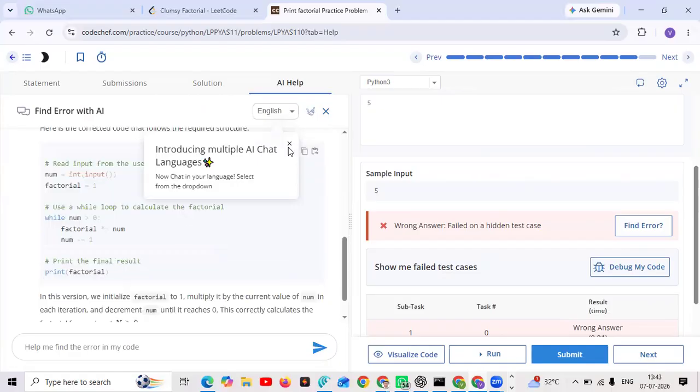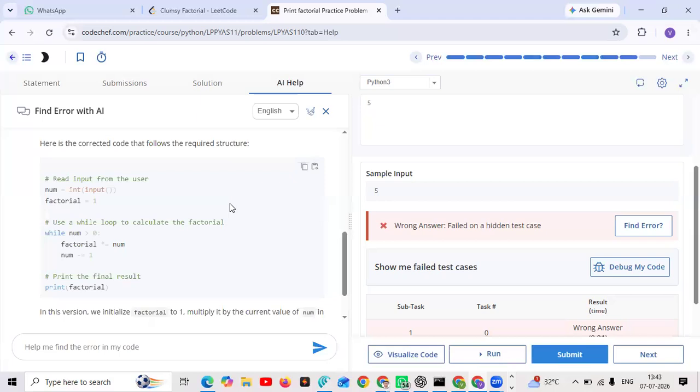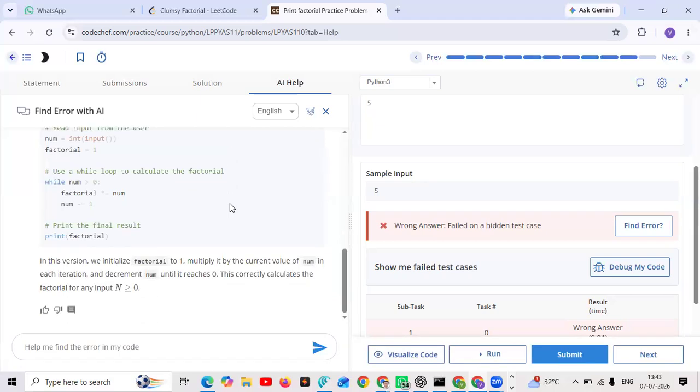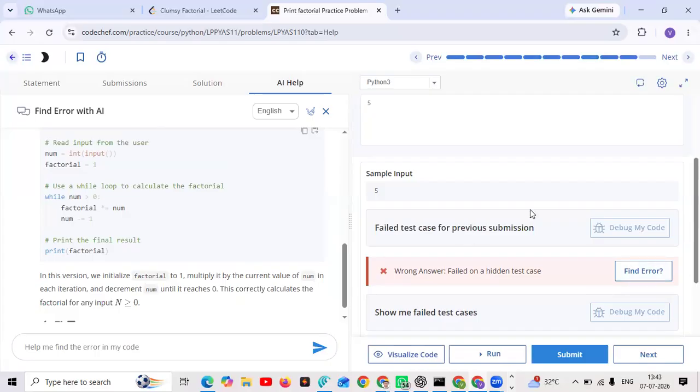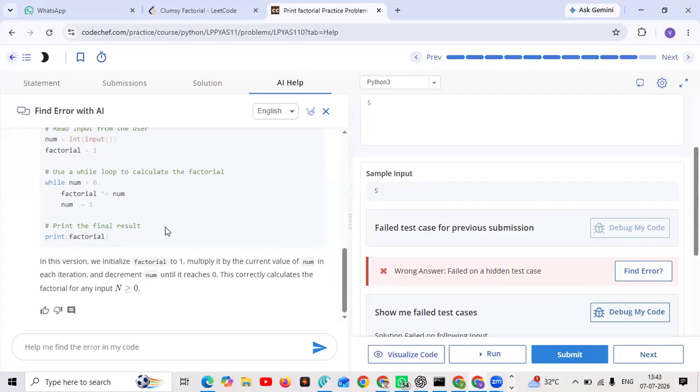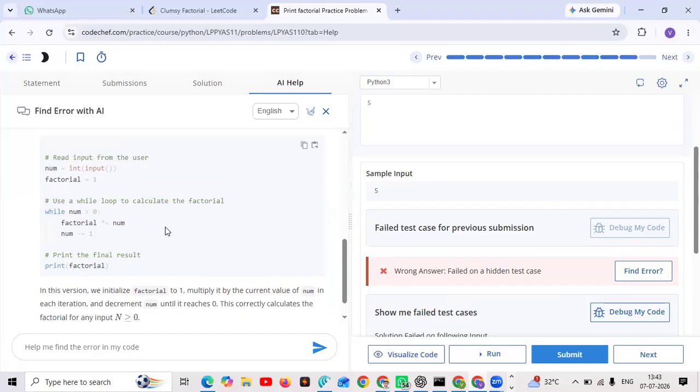See, actually the problem is that we have been asked to find this answer with the help of a while loop, but we are not using a while loop here to calculate the factorial. Here we are just using the concept of recursion. According to the question, that is not right. But okay, you can understand.